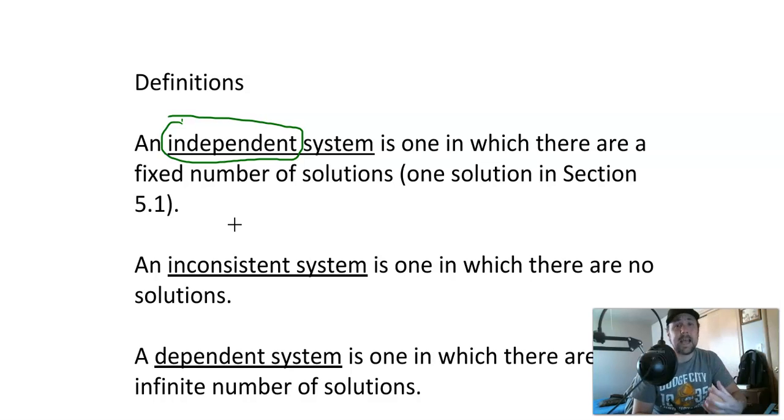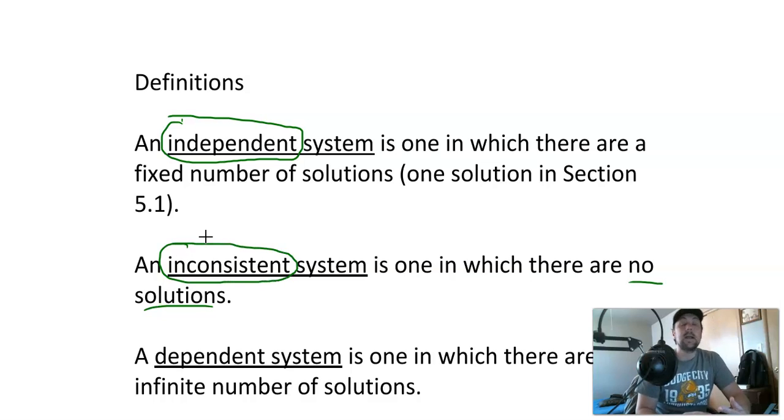But that doesn't always happen. Sometimes when you go to solve a system of equations, you might end up with no solutions. In that case, we call that an inconsistent system. We have not seen an example of this yet, but we will here in just a minute. The last type that we can have, and really kind of a ridiculous type to have in this section, are the dependent systems. A dependent system is one in which there are an infinite number of solutions.